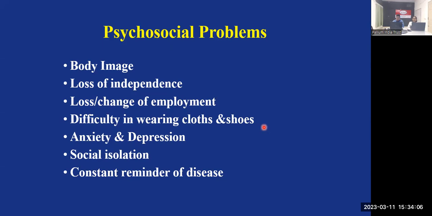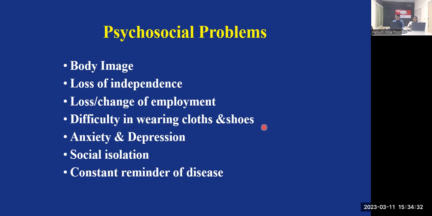Difficulty in wearing clothes and shoes, because one limb is normal and the other one is big. If they want to wear ready-made clothes, they are not able to. And just think about shoes: one leg is normal, the other leg is huge. They are not able to wear the shoes. So all these things affect the patients.